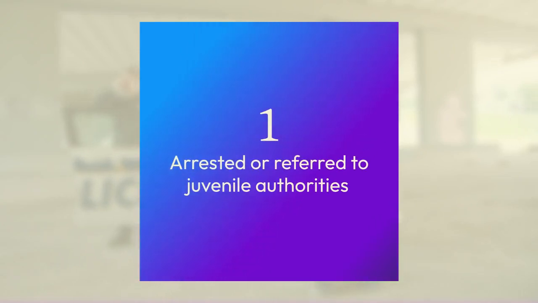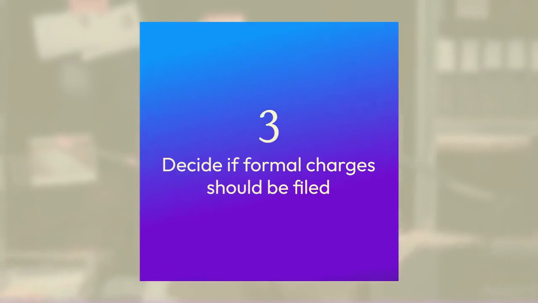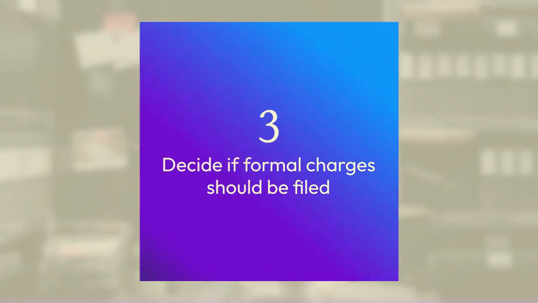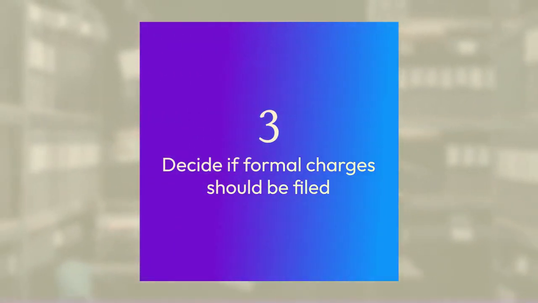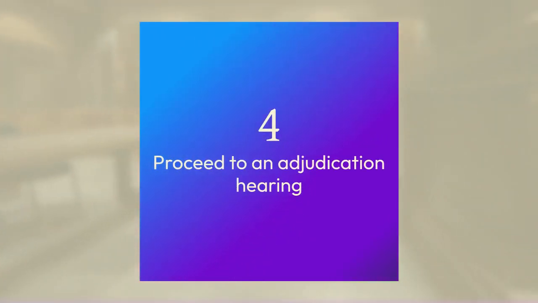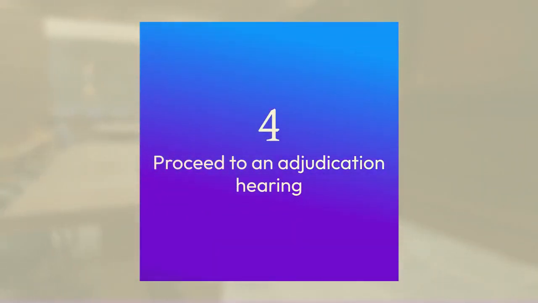First, a young person might be arrested or referred to juvenile authorities. Then, an intake process happens, where a probation officer reviews the case. They decide if formal charges, called a petition, should be filed. If a petition is filed, the case proceeds to an adjudication hearing.